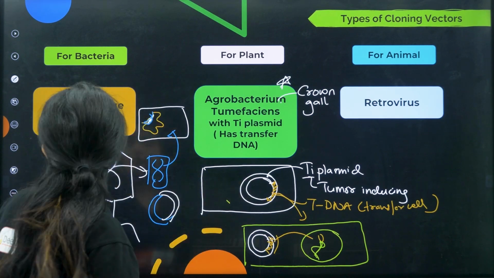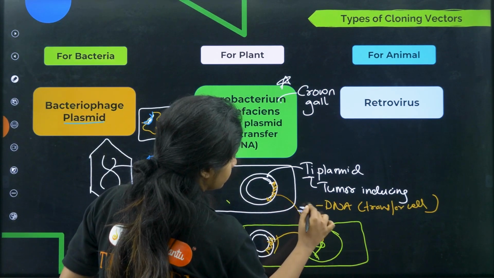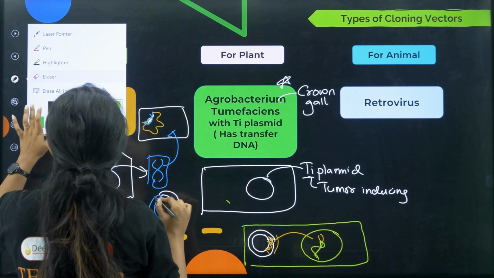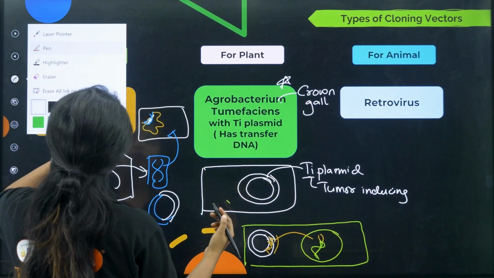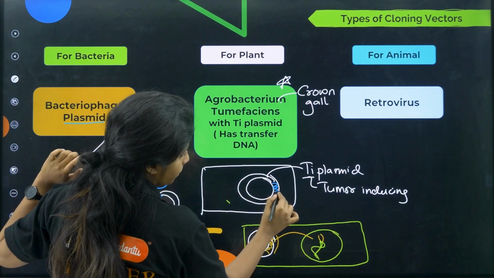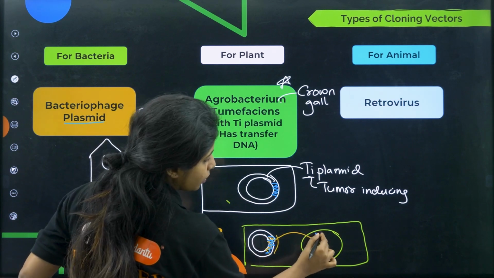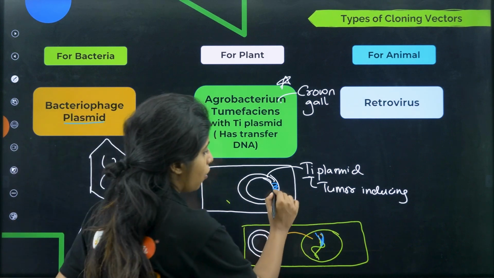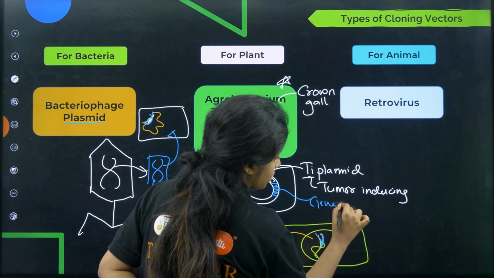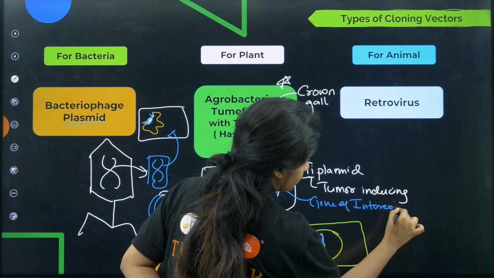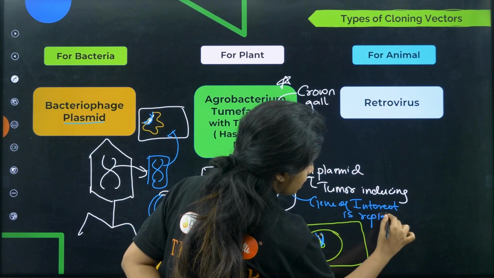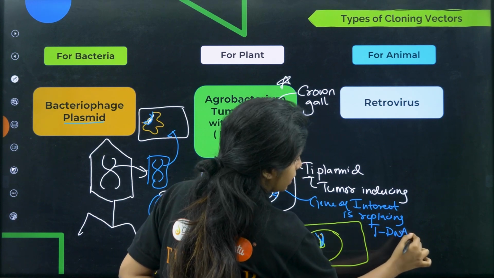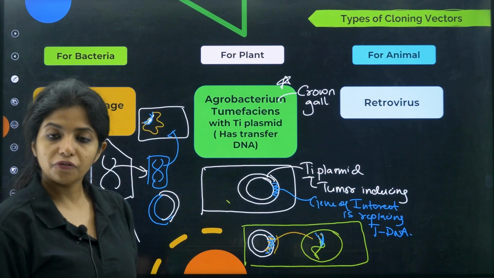Now over here, if I remove the tDNA and, instead of the tDNA, I put my gene of interest, which will be in blue color, then this gene of interest will go there and the plants will be producing that only. You get it? So the gene of interest is replacing what, children? The tDNA, and everything is fine then.